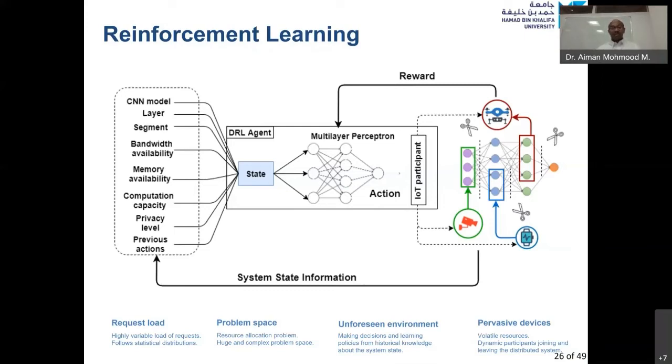Reinforcement learning is great because the environment here is complex. You have request load that changes. The problem space is huge. There is unforeseen environment and change in the conditions of the environment that requires some adaptation in real time. And those pervasive devices are volatile, dynamic, and joining and moving.